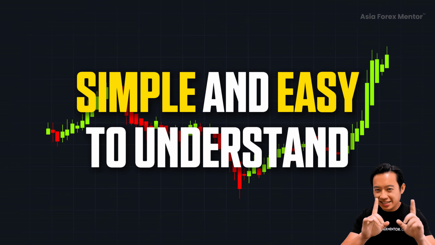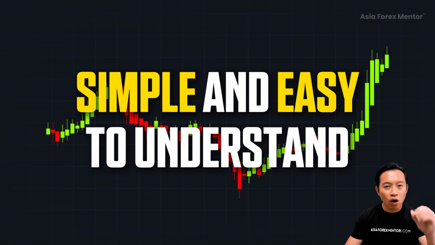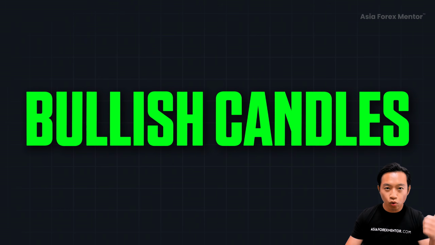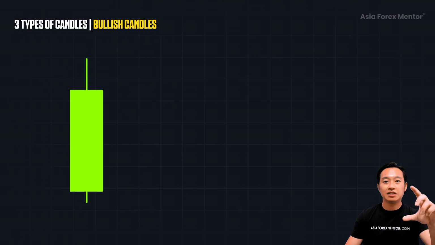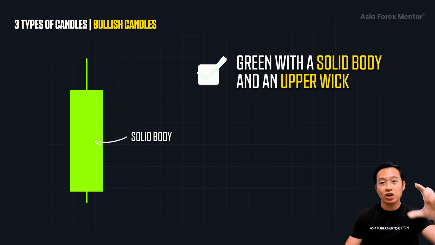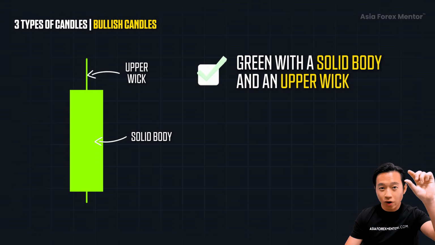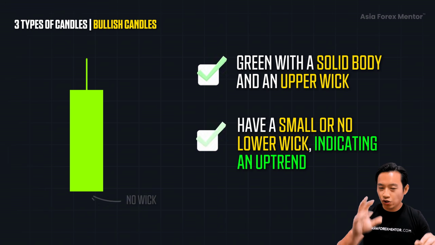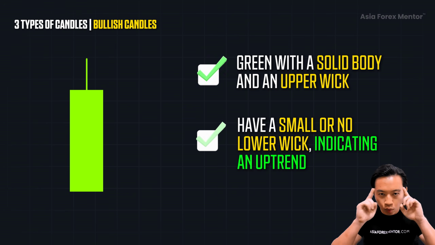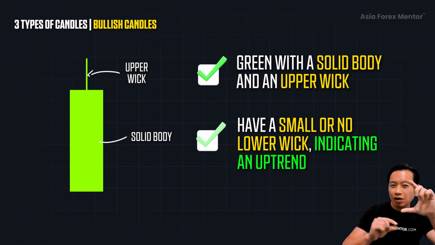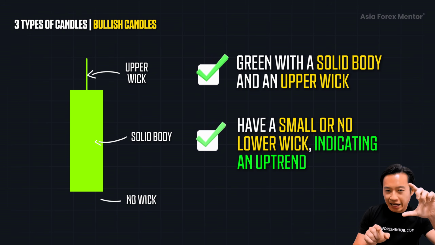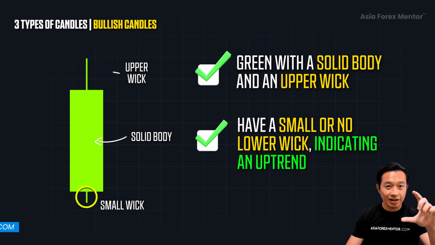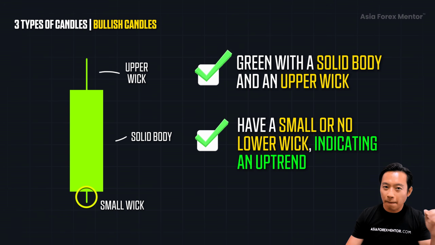It's actually pretty simple. When we break down the candles of the Heiken Ashi, there are just 3 types of candles. The bullish ones, right? The bullish Heiken Ashi candle looks like this: a green, solid body with an upper wick. It may have a small or entirely no lower wick. So this indicates an uptrend. The main thing: bullish candle, big green body, upper wick. The wick at the bottom is either nothing at all or very small. So this is what a bullish Heiken Ashi candle looks like, and it indicates an uptrend.